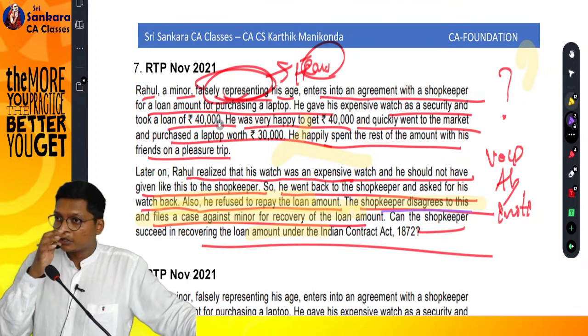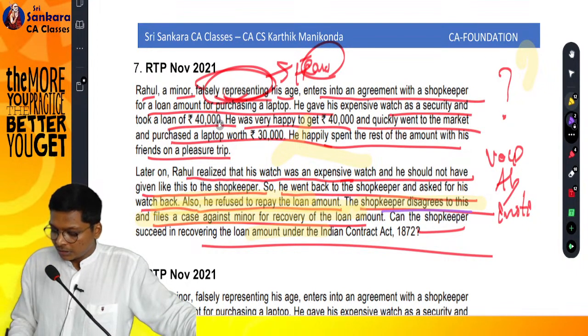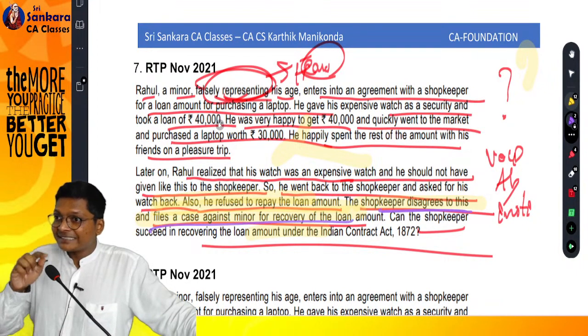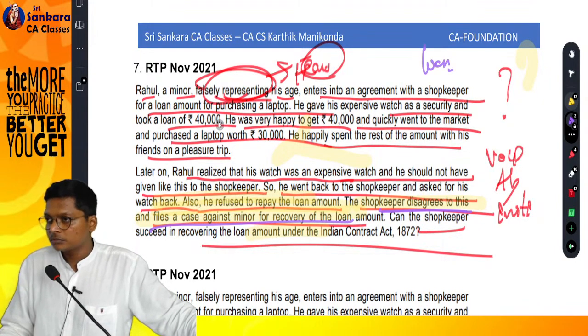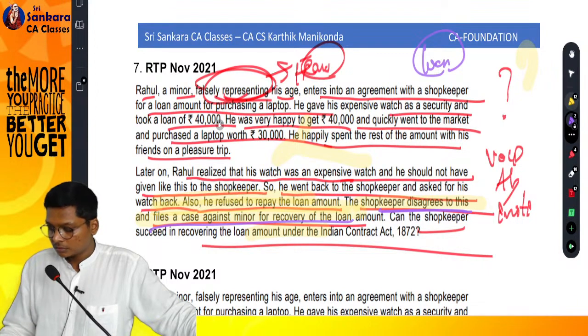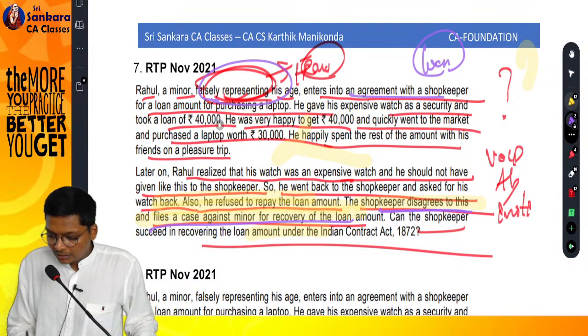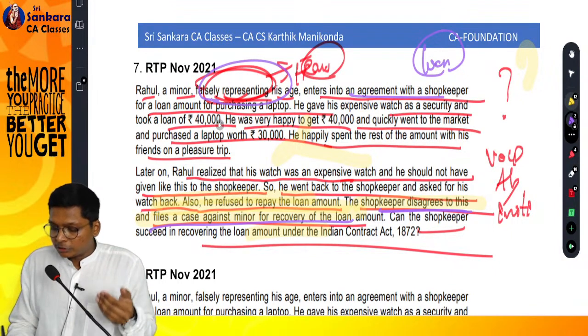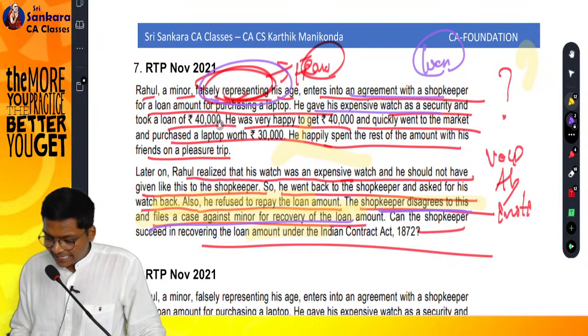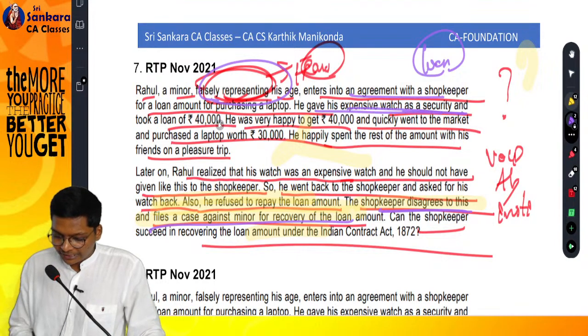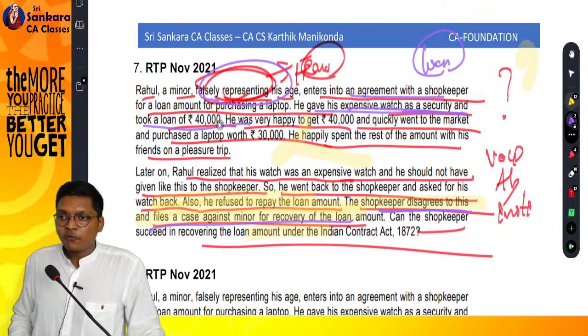Minor cannot plead minority. Minor can plead minority for escaping criminal proceedings. Let's say a minor has taken a loan, falsely representing. He's taking a loan, correct? He gave his watch as security and took a loan of 40,000.